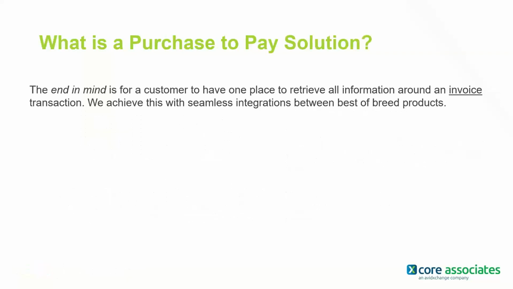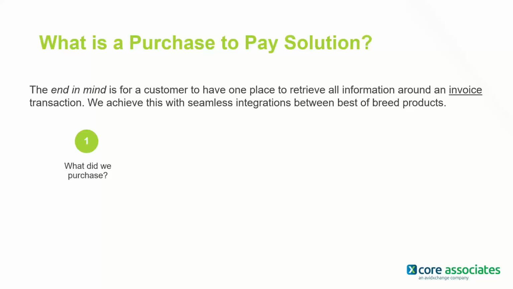So from here, I want to take a couple of minutes and review the purchase to pay process. The end in mind is for the customer to have one place to retrieve all information around an accounts payable transaction. You can do this seamlessly with the integration between, as we talked about, best of breed software. What's the first step in the process?